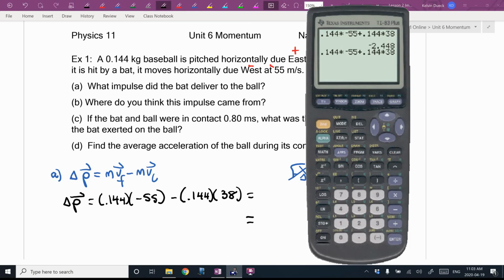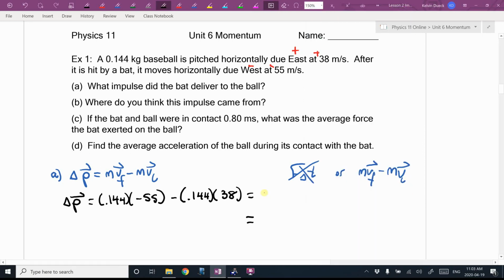Dueck. It's not plus. Impulse is change in momentum, which is the final momentum minus the initial momentum. That's better. 13.4, negative 13.4. That's the answer I should have got. Negative 13.4 kilogram meters per second, or 13.4 kilogram meters per second west. I'm sorry about that.